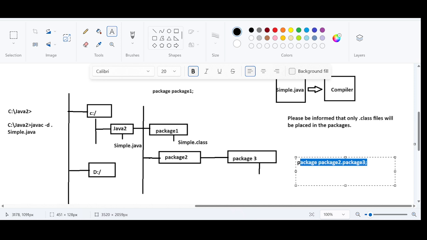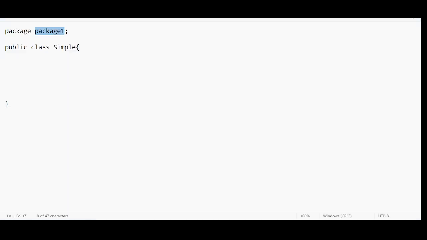Right, so let us create this as well. Let me go back here. Let me take another notepad. So package package2.package3; public class. Now this time let me take the class name as Sample. Previously it was Simple, now it's Sample. Right, so let me save this.